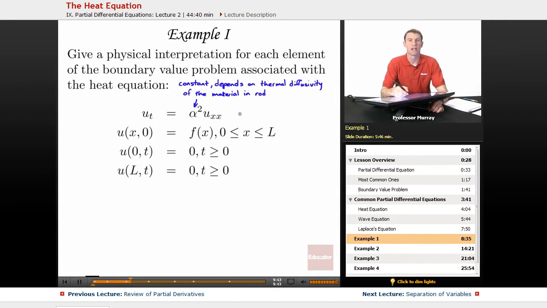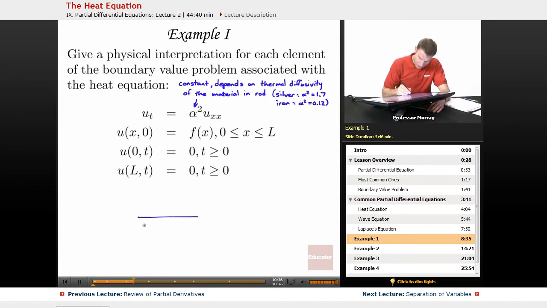Just to give you an idea, if the material is very conductive, then you'll get a higher value there. For example, silver has alpha squared equal to about 1.7, whereas if it's a material with lower conductivity, then you'll have a lower value of alpha. Iron, for example, doesn't conduct heat as readily as silver does, so iron has alpha squared equal to 0.12. So you get different values of alpha depending on how conductive the material in your rod is.